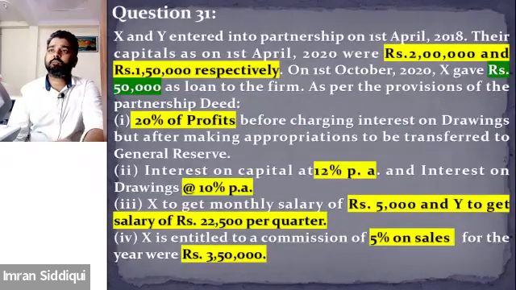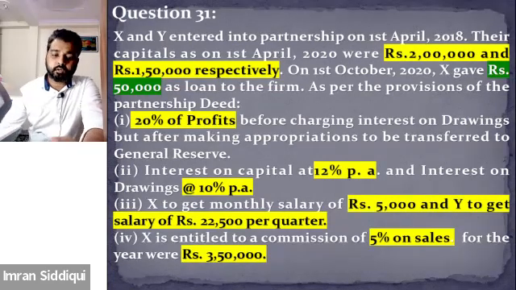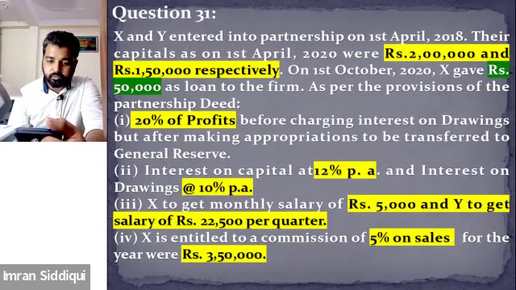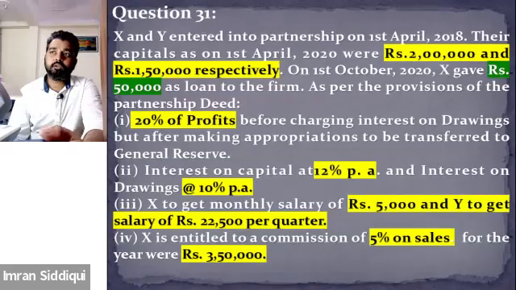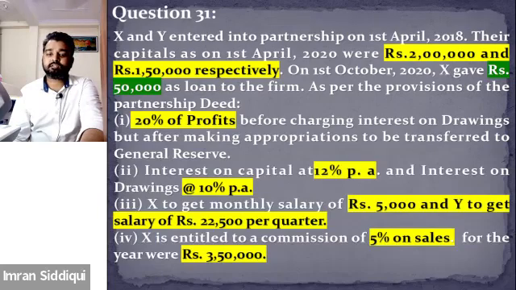X and Y entered into partnership on 1st April. Okay, see, Mr. X has given a loan of 50,000, right, Alexander? Yes. In the third line, it is written that on 1st October 2020, X gave a loan of 50,000. And in this situation, the rate of interest on loan hasn't been decided between the partners. So whenever a loan is given and the rate of interest is not decided, then the rate of interest applicable will be 6% per annum.